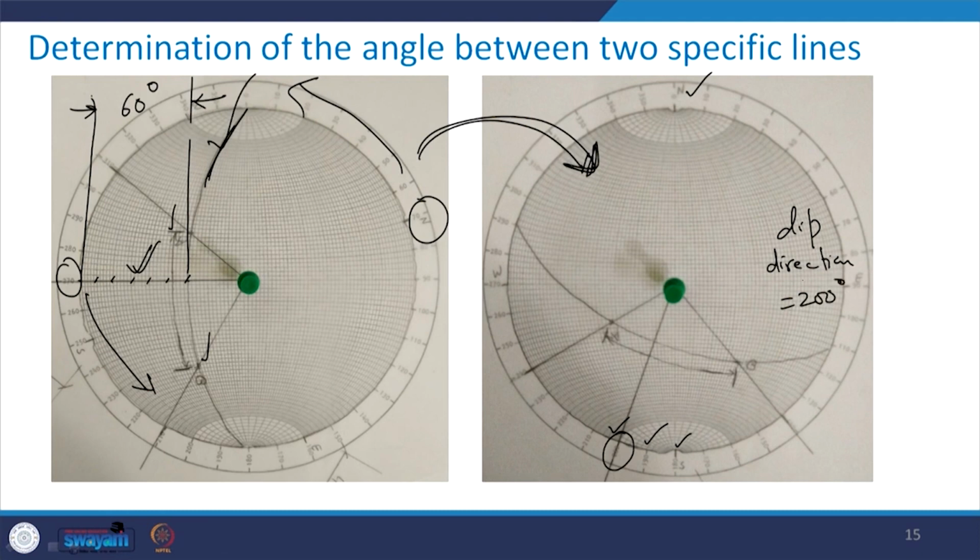So, this is how the angle between two specific lines can be determined. These two lines will be lying on a plane which is represented by a great circle like this, and following this procedure, we can find out the dip and dip direction of this plane as well.